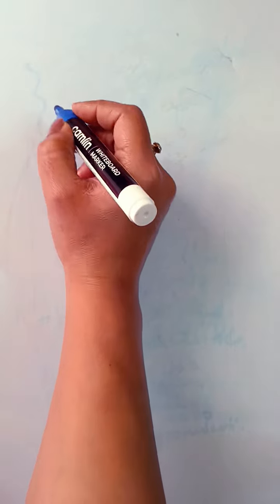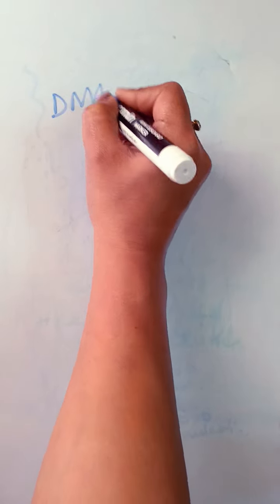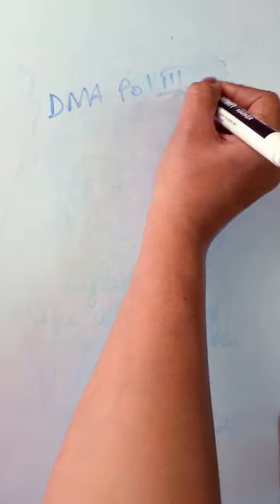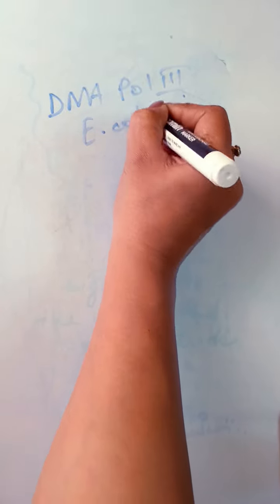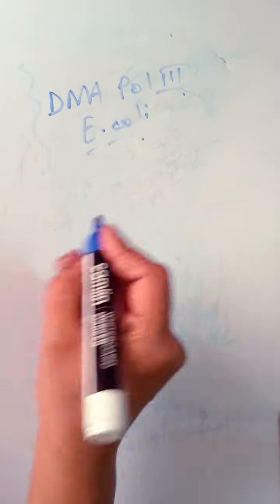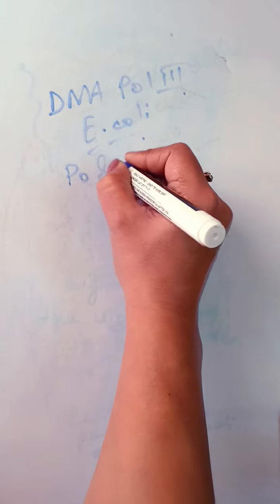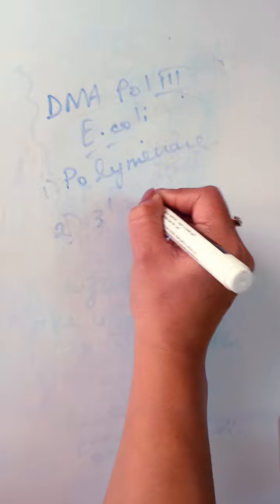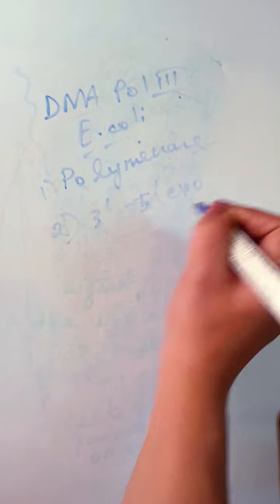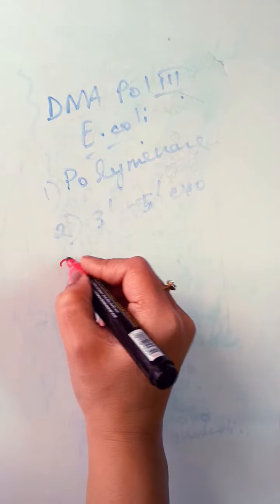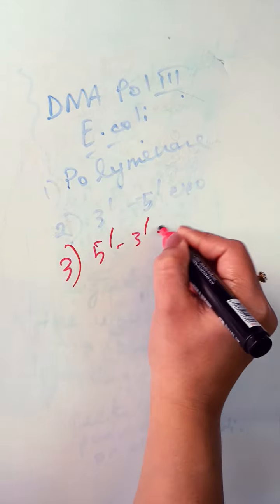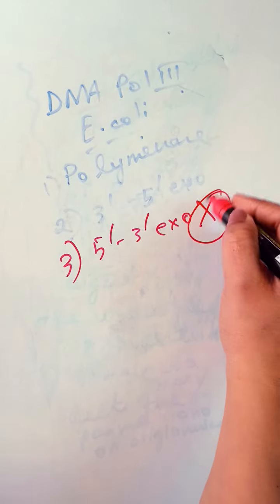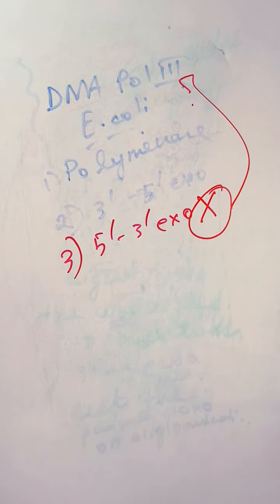Hi everyone, in this video I'll be talking about DNA polymerase 3 from E. coli. Basically, DNA polymerase 3 has both the polymerase activity and 3' to 5' exonuclease activity, but it doesn't have any kind of 5' to 3' exonuclease activity. The 5' to 3' exonuclease activity was a big no for DNA polymerase 3.